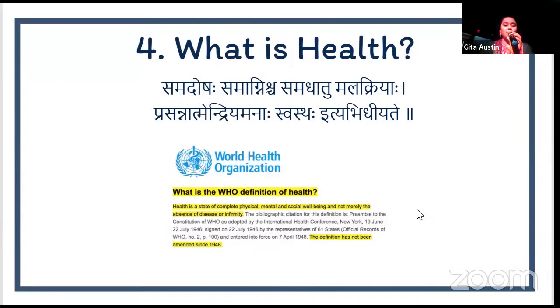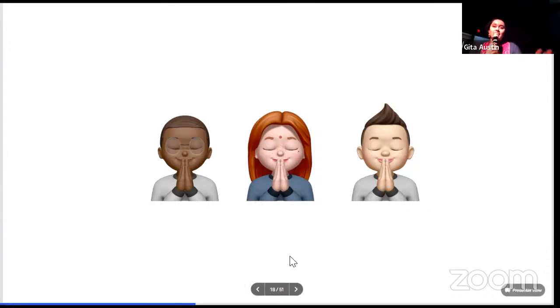It says, Samadosha samagnishcha samadhatu malakriyah, prasannatmendriyamanah swastha ityabhidhiyate. So what this means is Samadosha. What are doshas? This is a really complex topic because it's the essence of Ayurveda. Doshas are basically physiological entities. They have function, but they don't have a particular form. Here, for the sake of presentation, I made them into forms. The first one is Vata.